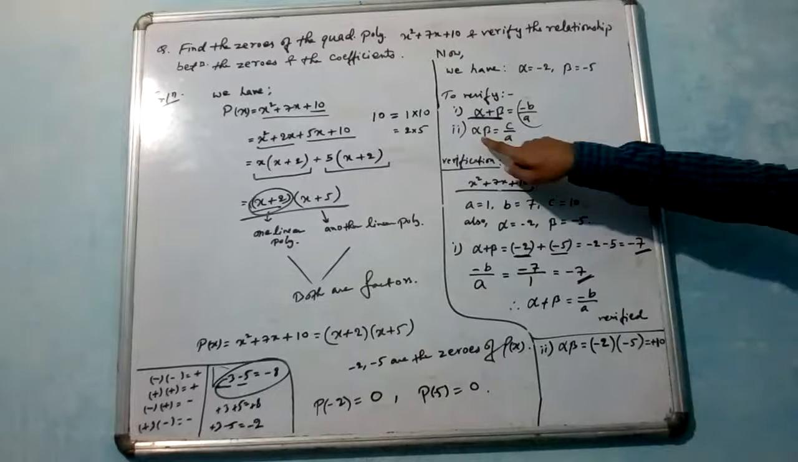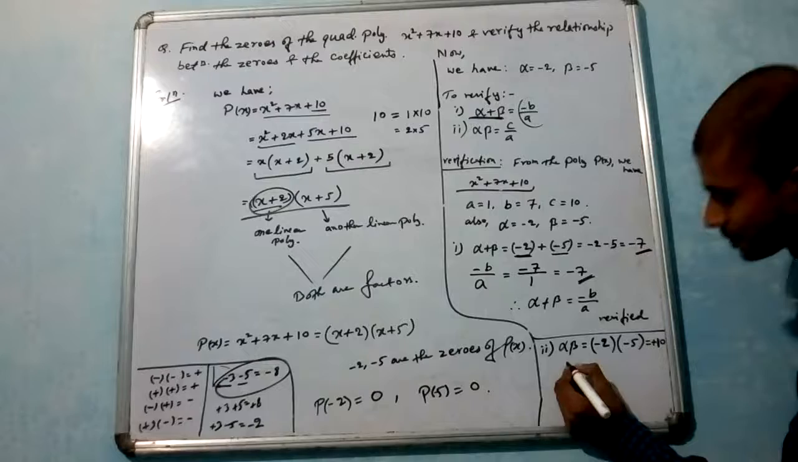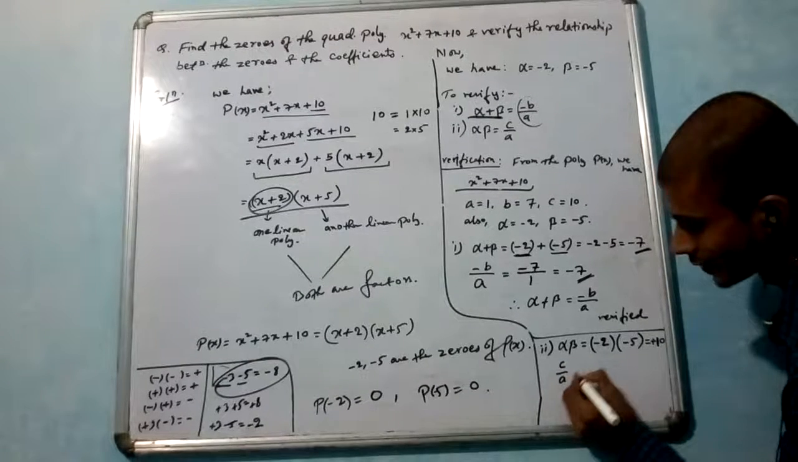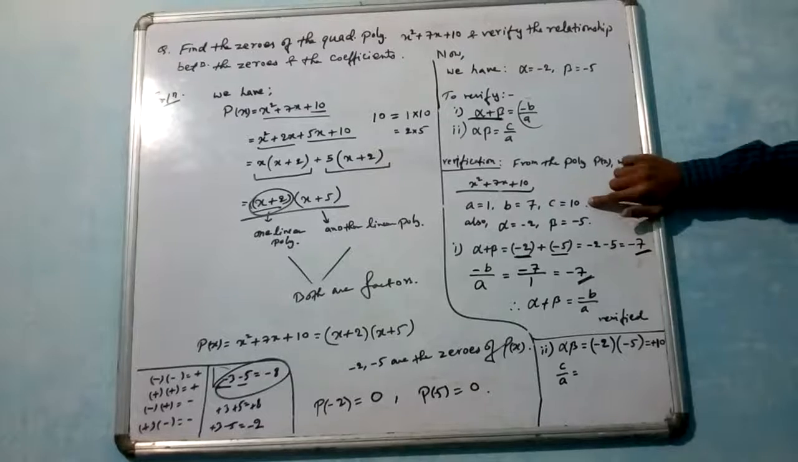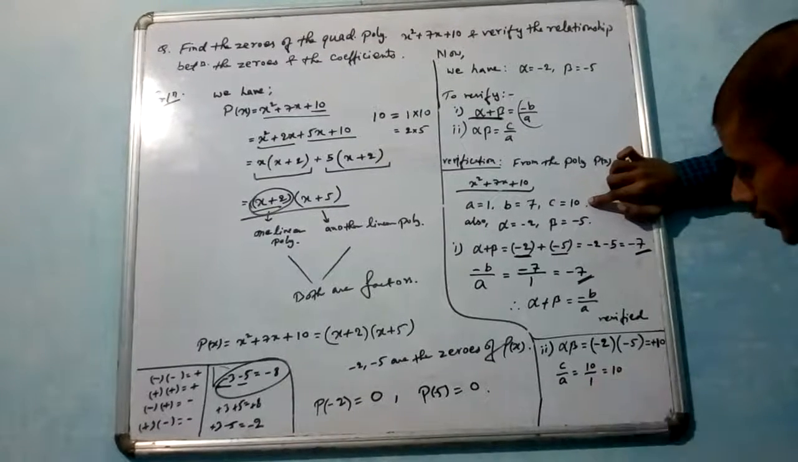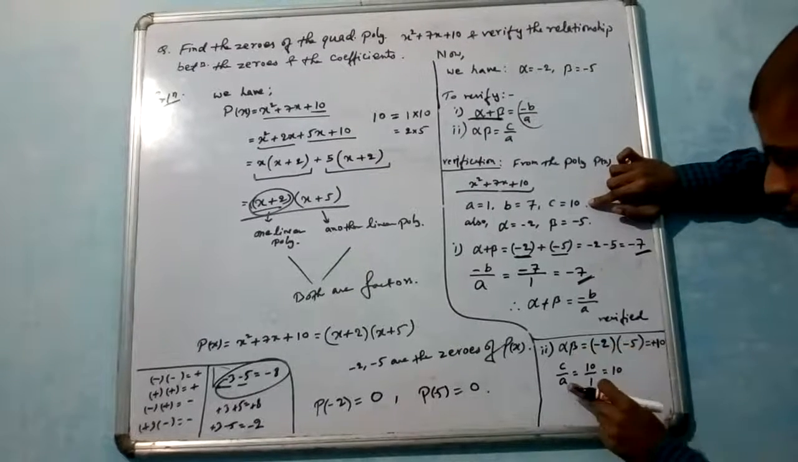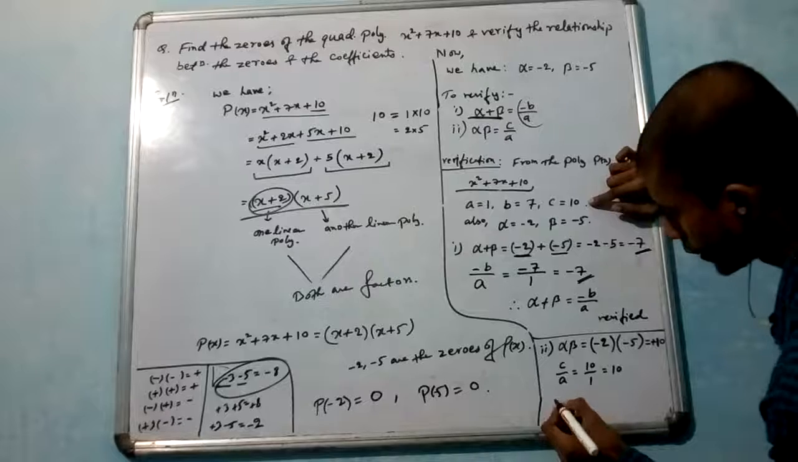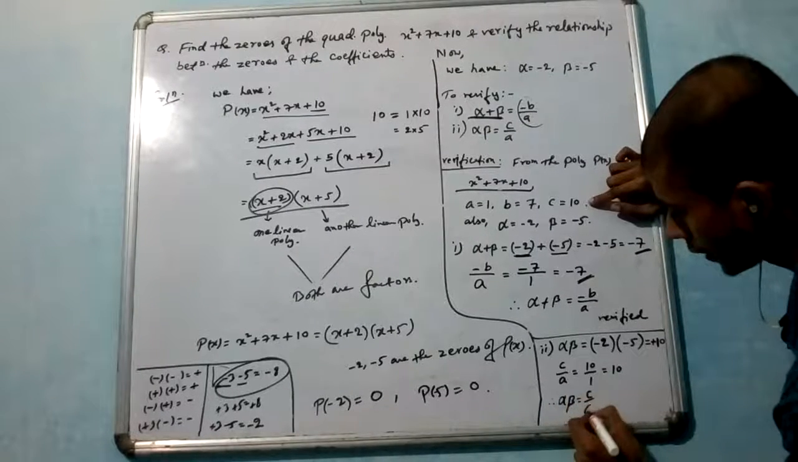What we need to check? C by A. Fine? This one? C by A. Tell me what is C? What is A? 1. So can I write this as 10 only? Yes. What we can see? Yes, 10 and 10 equal. Alpha into beta is equal to C by A. So can I write? Therefore, alpha into beta is equal to C by A. Hence, verified.